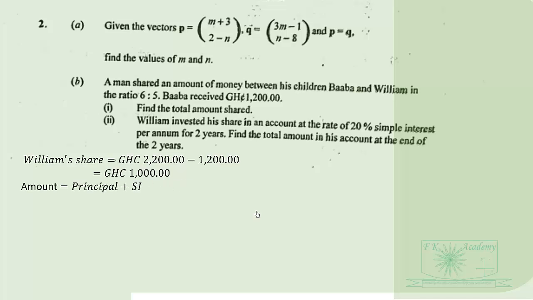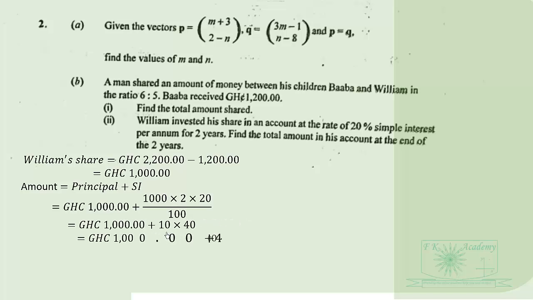William will invest. So remember that the amount in his account at the end of the 2 years will be equal to the principal plus the simple interest. All right, so principal is 1,000 Ghana cedis. So 1,000 times 2 times 20 over 100. 100 will go into 1,000 10 times. So we have 10 times 40, and that will give us 400 Ghana cedis as interest. Then add it to the 1,000 Ghana cedis, and that will be equal to 1,400 Ghana cedis. So that is the total amount in his account at the end of the 2 years.